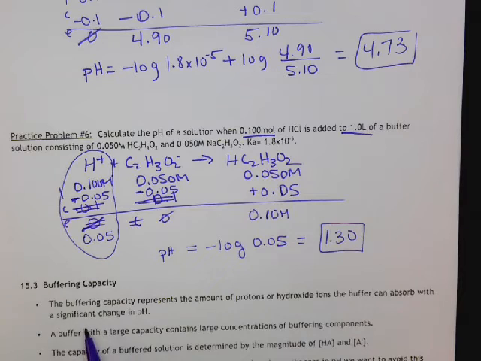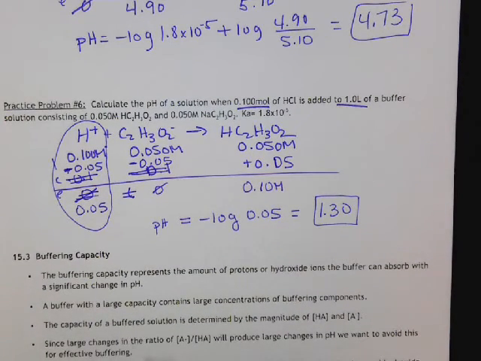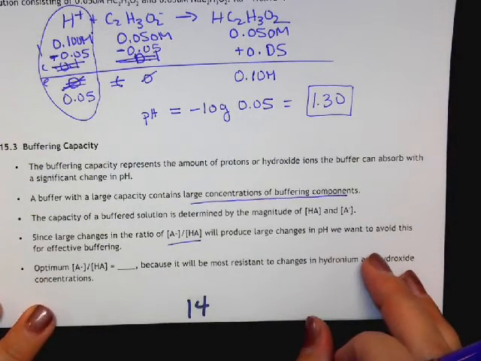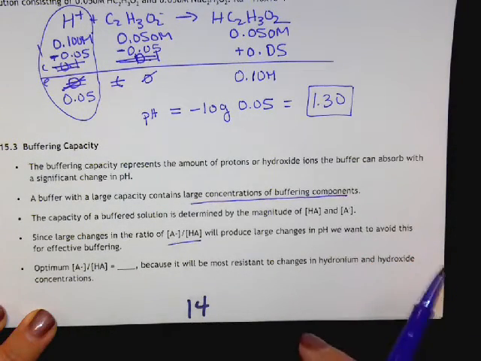Alright, next we have our buffering capacity, just a real quick piece on that. The buffering capacity talks about the amount of protons or hydroxide ions that the buffer can absorb without changing the pH significantly. A buffer with a large capacity contains large concentrations of the components. Again, a large amount of acid and conjugate base, or base and conjugate acid. The capacity of the buffered solution is determined by the magnitude of that. And since large changes in the ratio of base to acid will produce large changes in the pH, we want to avoid that. And we avoid that by making sure that the concentrations are high and equal to each other, right? So the optimum ratio is a 1. That would be the most resistant to change.